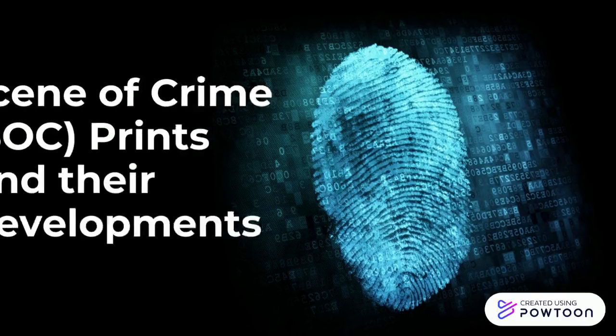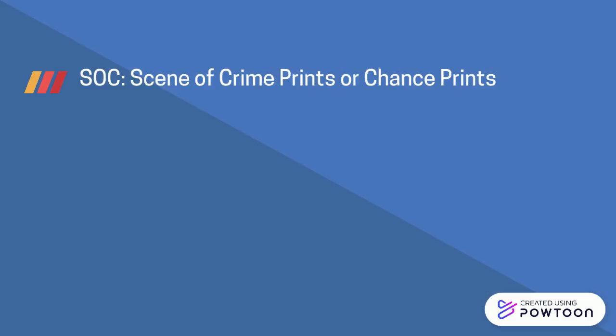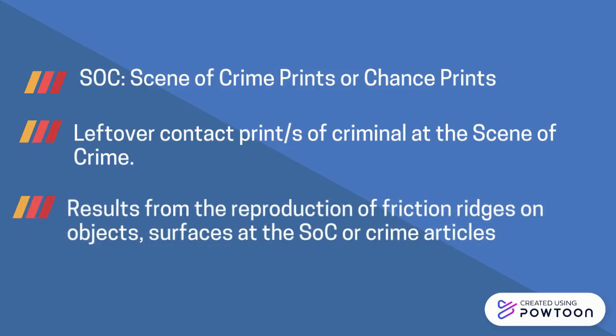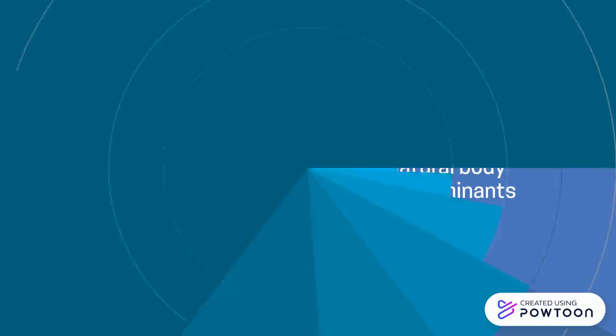Scene of crime prints and their developments. Scene of crime prints or chance prints are the leftover contact prints of criminals at the scene of crime. They result from the reproduction of friction ridges on objects, surfaces at the SOC or crime articles. Prints consist of a combination of different chemicals originating from natural body secretions, blood and other contaminants.